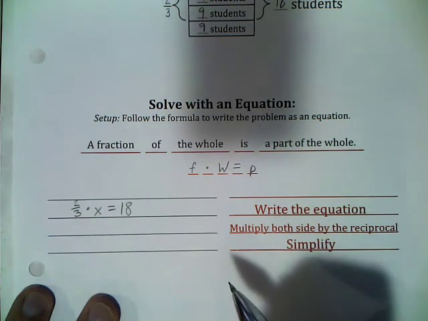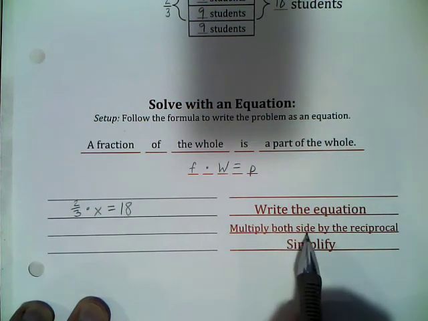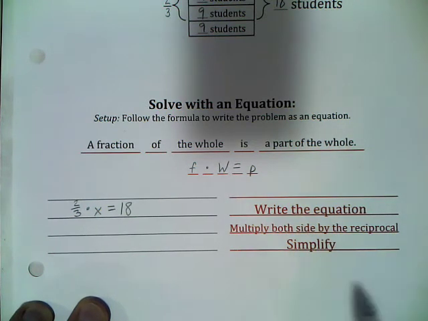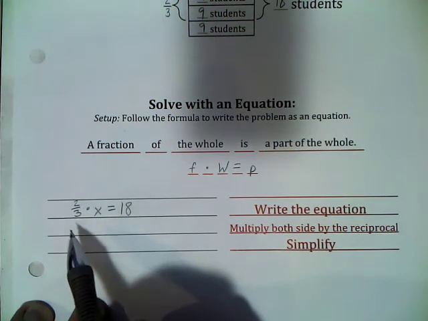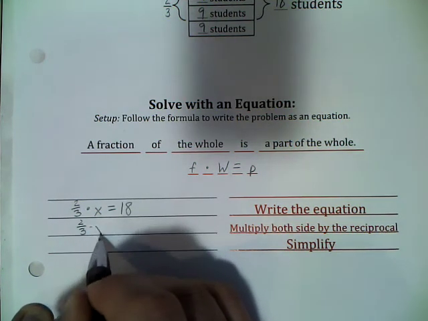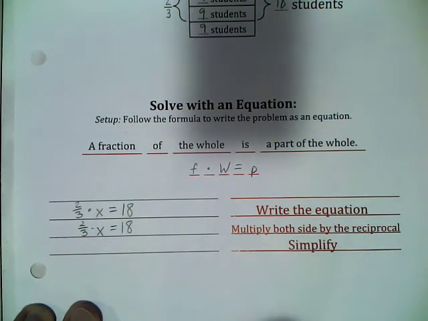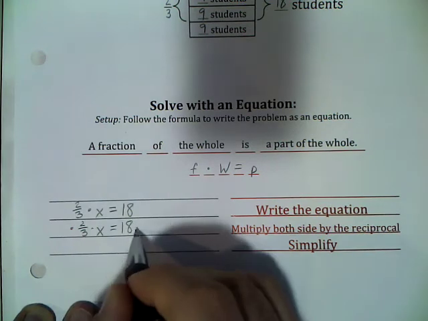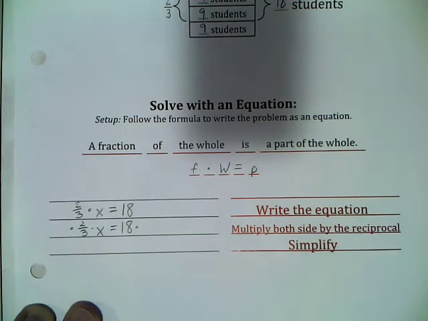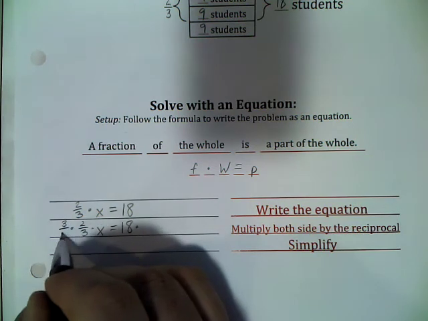The second step is we want to solve this. And we're going to solve this by multiplying both sides by the reciprocal. So the reciprocal of 2/3. In order to show that, though, I'm going to start actually by copying this down. And then on both sides of my equation, I'm going to put a times dot, and then the reciprocal of 2/3 is 3/2.